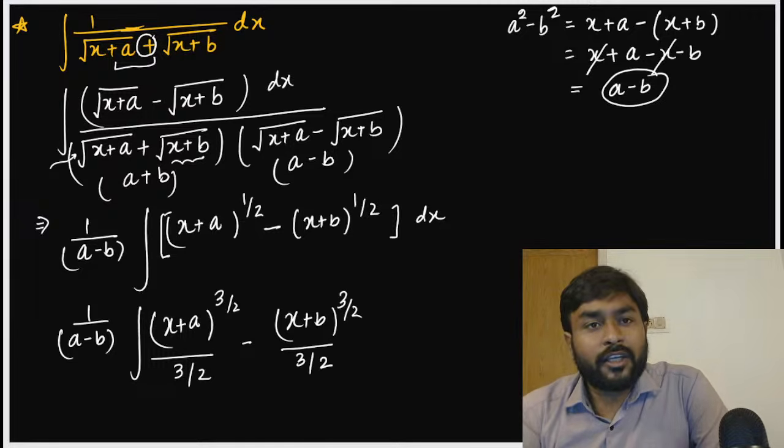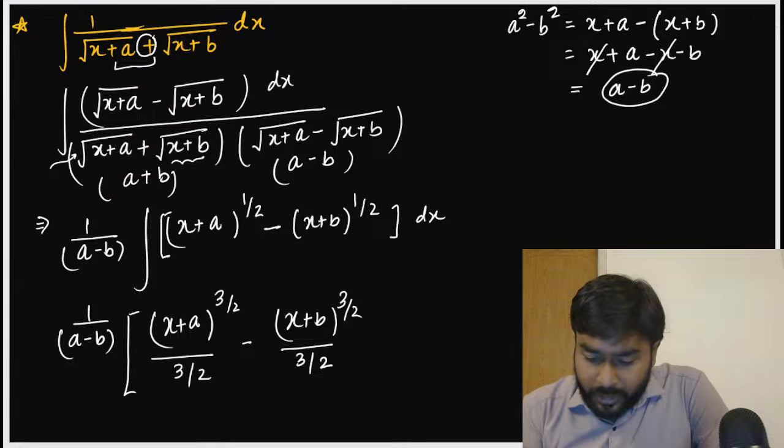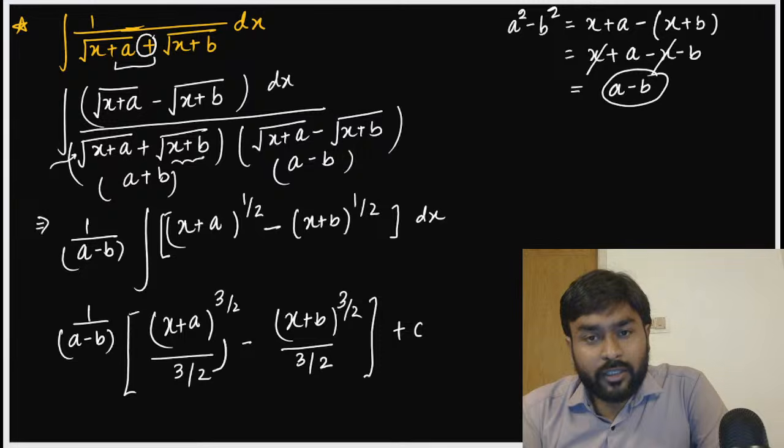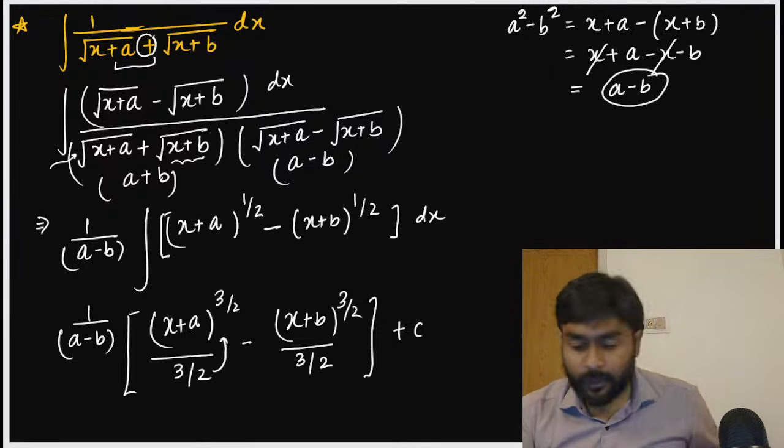Here no need to write integration because we already integrated this one. So directly we will apply the bracket. That is better. So here bracket and this will be plus c. This 3 by 2 you can transfer in numerator. It will become 2 by 3. Correct. So one line you can write.